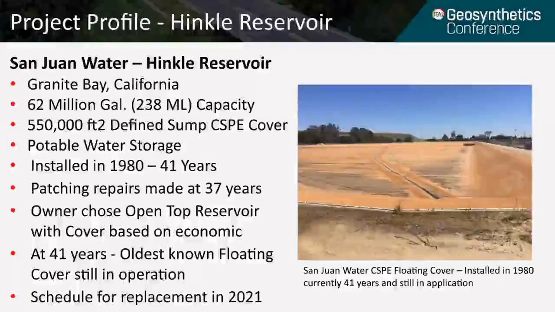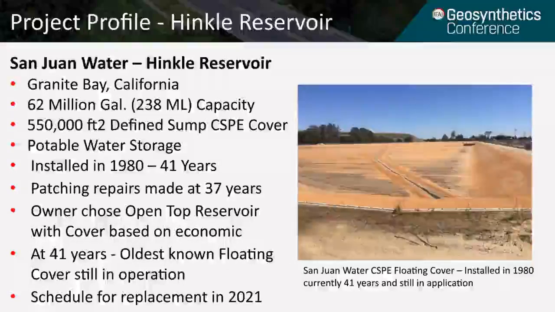This project profile is the Hinkle Reservoir, and I initially talked about the same project in a paper at Geosynthetic 2019 in Houston, Texas. It's owned by San Juan Water District in Granite Bay, California, just outside of Sacramento. It's a 62 million gallon or 238 million liter capacity reservoir. It has a 550,000 square foot CSPE defined sump floating cover system for potable water storage.